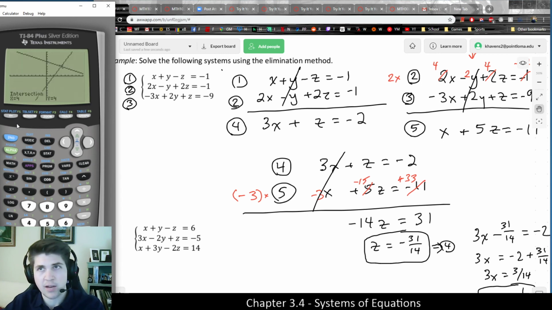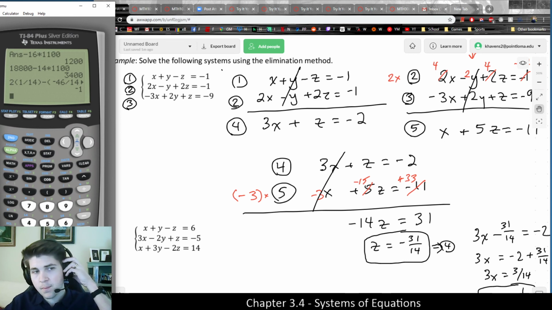And we could always just do this with our calculator. So since equation 2 is 2 times x, well, what I claim is that x is 1 over 14. And then minus y, which I claim is negative 46 divided by 14. And that plus 2z, which I claimed was negative 31 over 14, is supposedly all equal to negative 1. And when I do all that, I did get negative 1. So I know I'm good. I did it right. And again, I could double check the other equations.